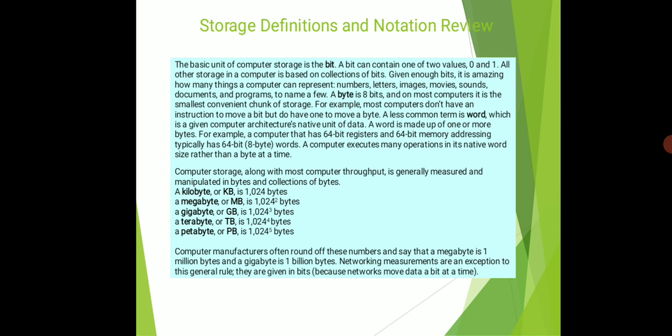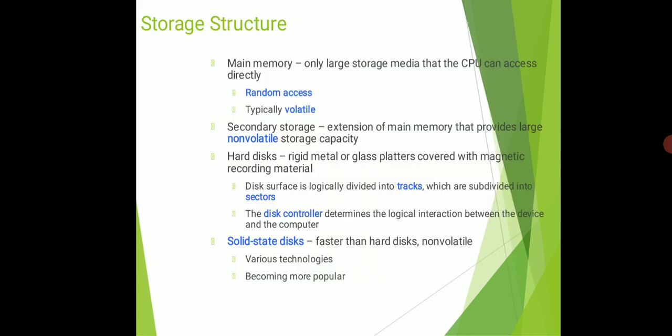Right. Computer manufacturers often round off these numbers and say that a megabyte is 1 million bytes and a gigabyte is 1 billion bytes. Networking measurements are an exception to this general rule. They are given in bits because networks move data a bit at a time. Right. Next one is storage structure.